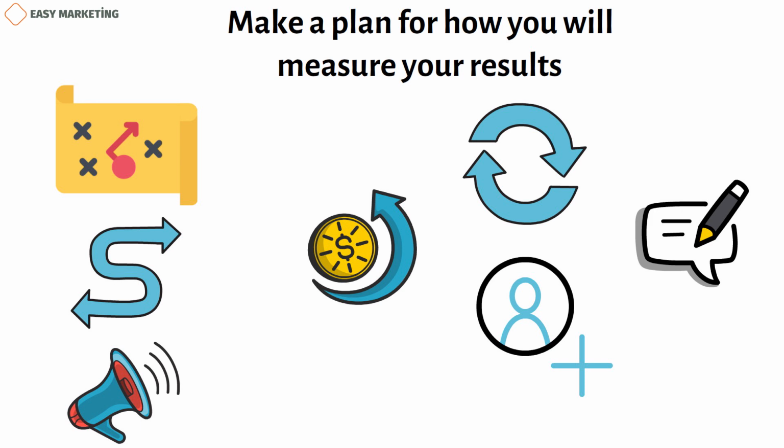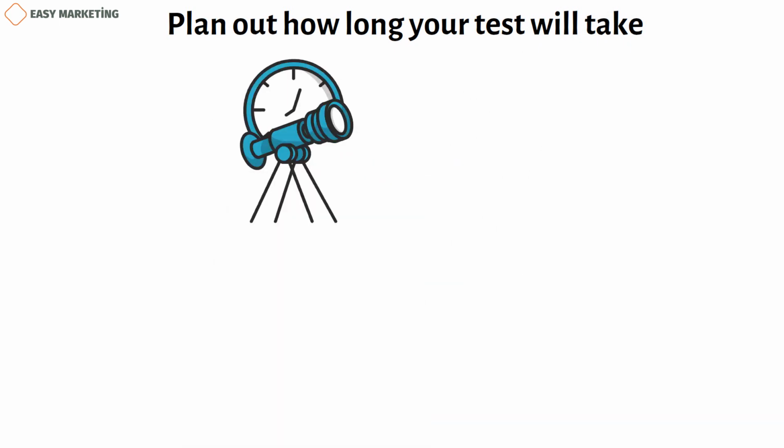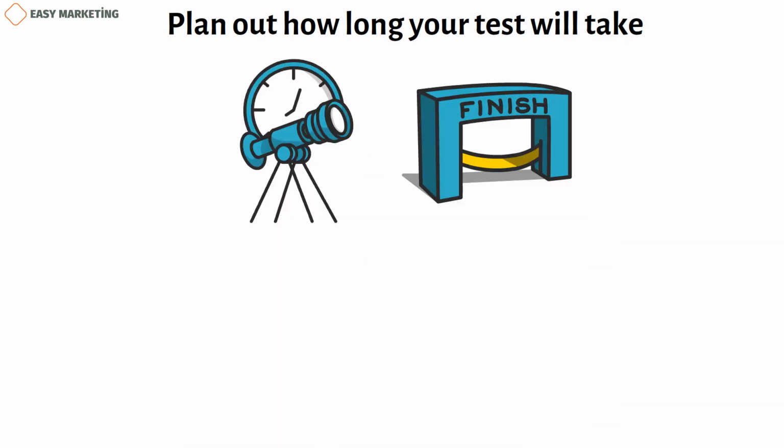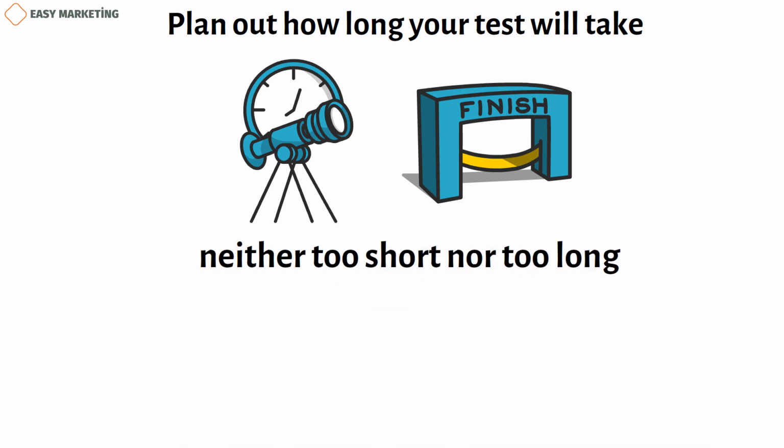If you want to test something for a campaign element that already exists, you can use its current performance as a starting point. Plan out how long your test will take. Decide how long the test will last. Make sure your testing period is neither too short nor too long, as this can lead to wrong results.